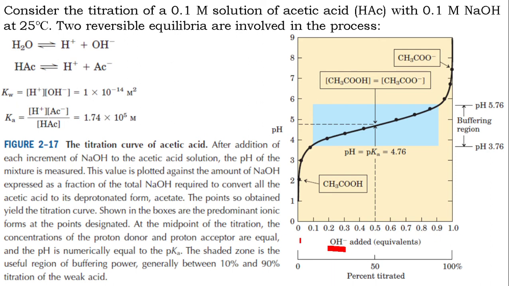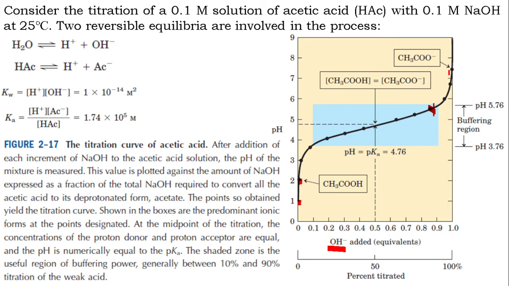Before adding any alkali, we measure the pH and note down the value. Then we add 0.1 ml and measure the pH. Then we add 0.2 ml, measure the pH, add 0.3 ml, like that. After adding every fraction of the base, we measure the pH and draw the pH plot. Once the addition is completed, we join the dots and we get such a graph.